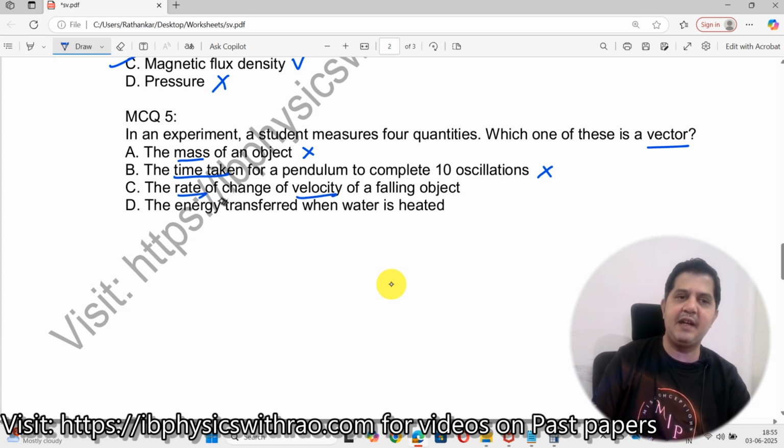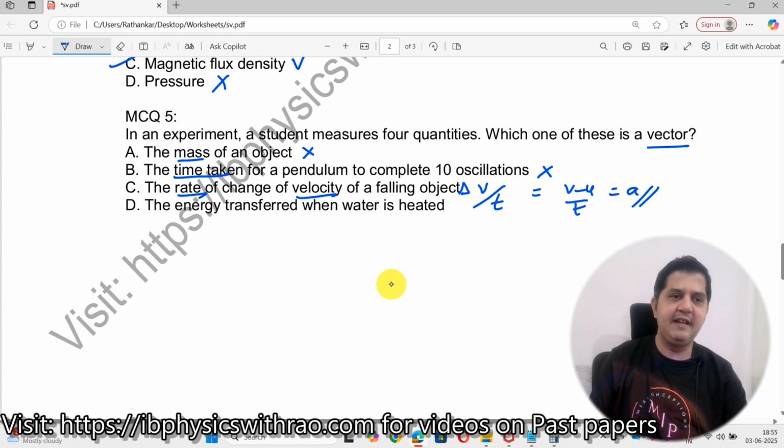Whenever in any quantity there is a rate, take this value, velocity, the change of velocity, which is nothing but delta v, right? And rate means divide this by time. What is delta v by t? Delta v by t is nothing but (v minus u) divided by t. What is this value? This is your acceleration. Is acceleration a vector or a scalar? It's always a vector. So therefore, C is the right answer.